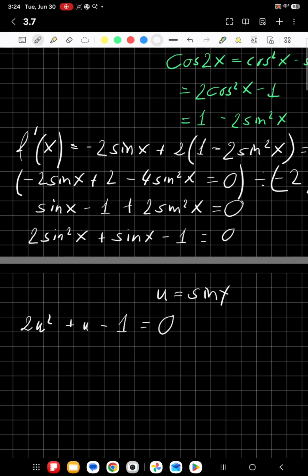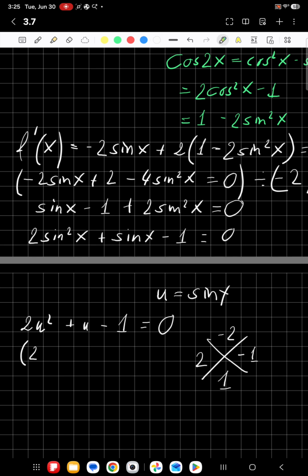Maybe I'll show you how. We can use the x method. The top is a times c, so negative 2. And then we have 1. We're looking for two numbers that will multiply to negative 2 and add to 1. So 2 and negative 1. And then I put this 2 and negative 1 in parentheses like this.